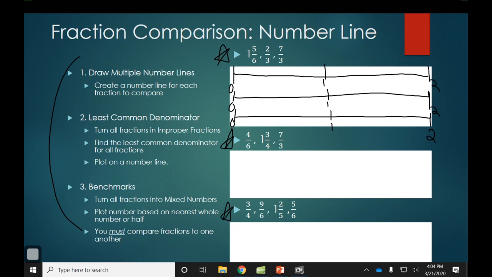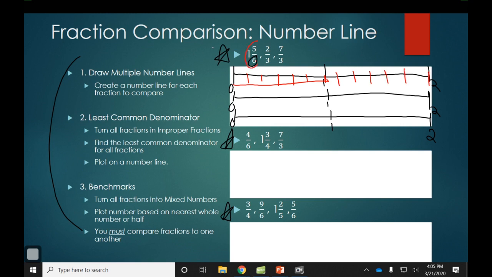The denominator tells you how many times you split up whatever you have. So how many pieces there are to make a whole. So there's 6 pieces. So this fraction line from 0 to 1 needs to be broken into 6 pieces. 1, 2, 3, 4, 5. And remember, this whole counts as the last and the 6th. Then you're going to do the same for here. 1, 2, 3, 4, 5, 6.